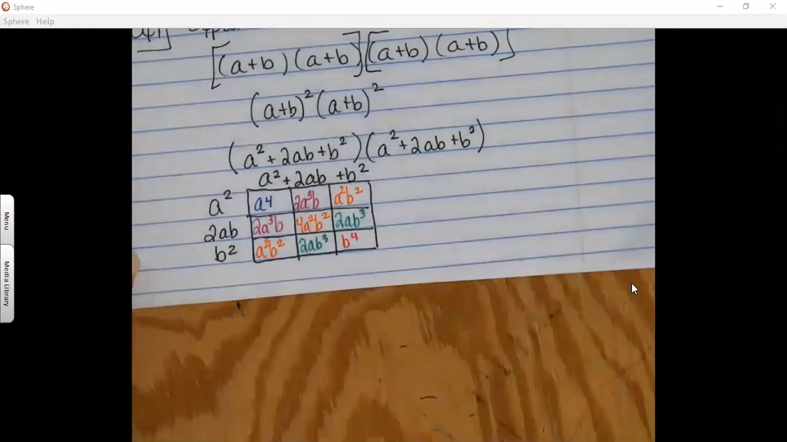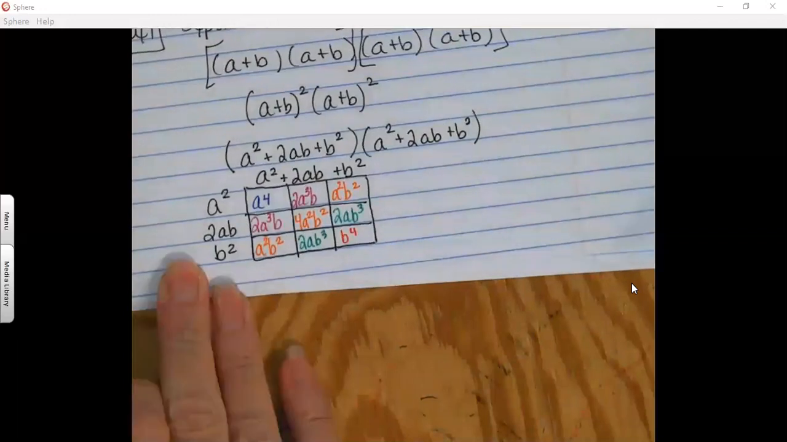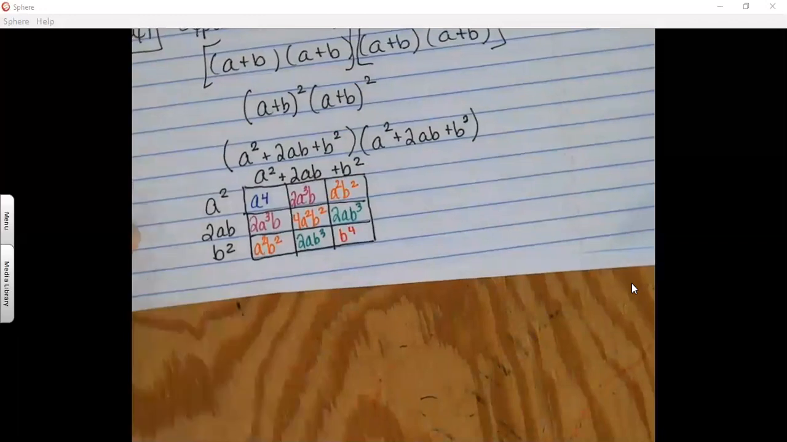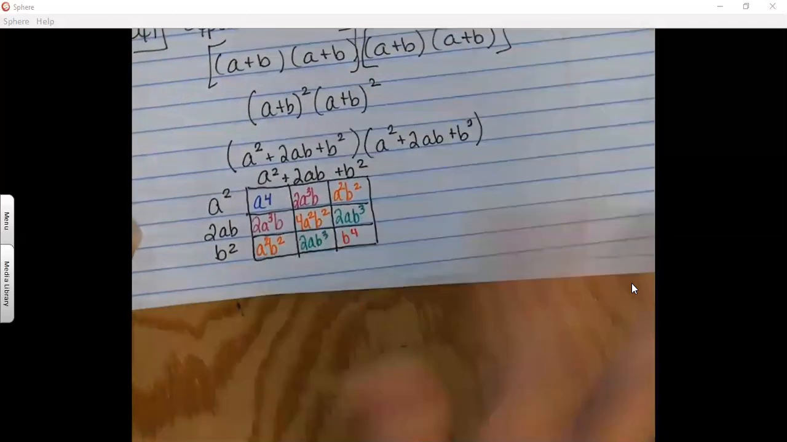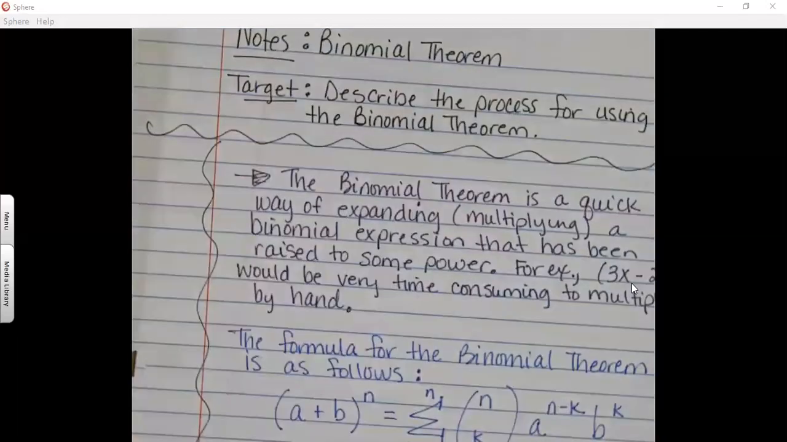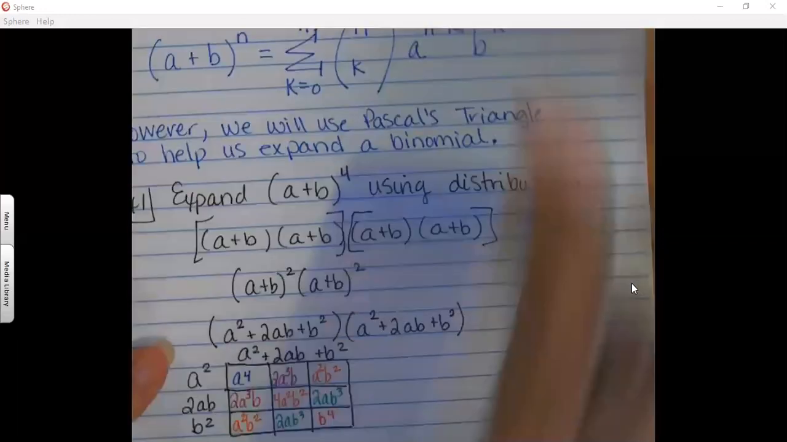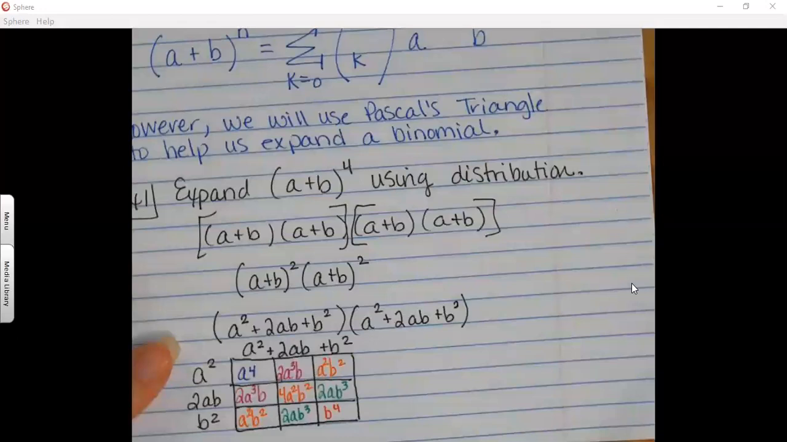Okay, combining like terms. A to the fourth has my highest degree, and there are no other a to the fourth, so nothing to combine it with. Sorry, I dropped my pen. I'm starting with a's, going in order from a to the highest degree to a to the next highest degree. So a to the fourth.